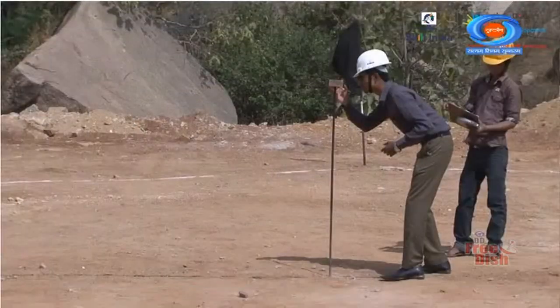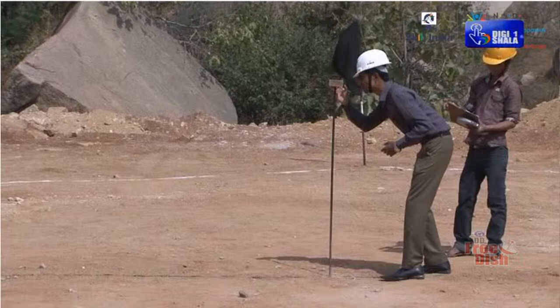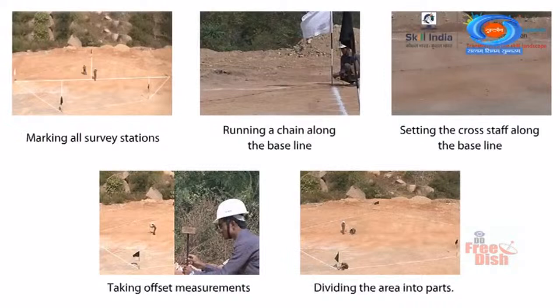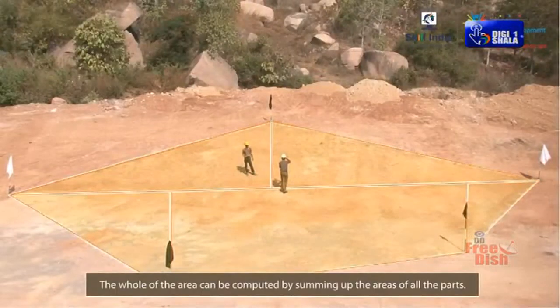In this module, you have learned how to use cross-staff survey for finding the extent of land. To find the extent of land with cross-staff survey, you must carry out a number of steps, such as marking all survey stations, running a chain along the baseline, setting the cross-staff along the baseline, taking offset measurements, dividing the area into parts. The whole of the area can be computed by summing up the areas of all the parts.